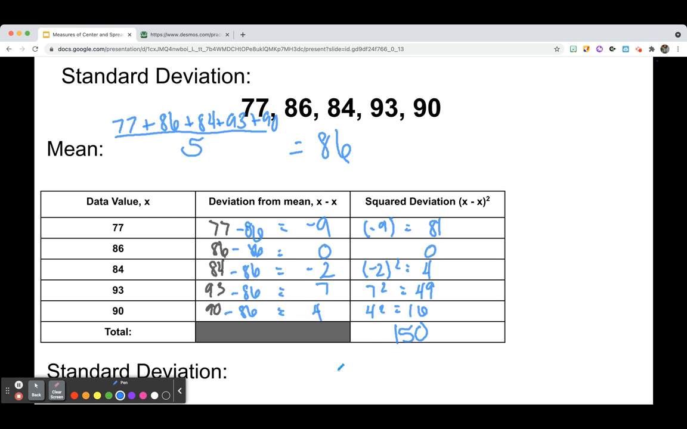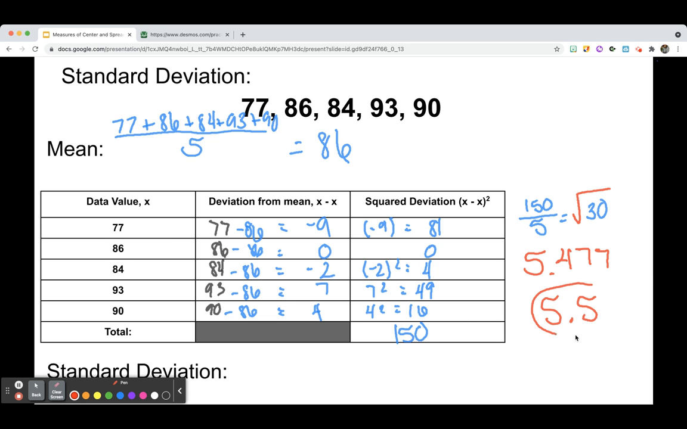And we're going to take 150 to find our standard deviation. We're going to take 150, divide that by how many numbers there are. There are 1, 2, 3, 4, 5 numbers. Okay, that number is 30, and our last and final step in calculating our standard deviation is taking the square root. So what is the square root of 30? That number is 5.477, which is going to round to 5.5. So our standard deviation is 5.5.